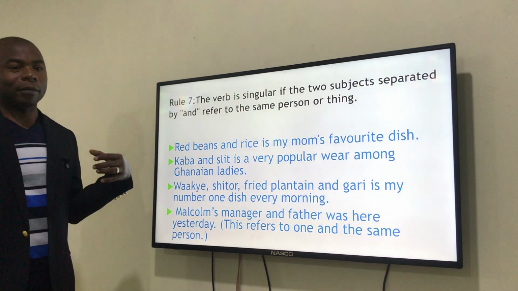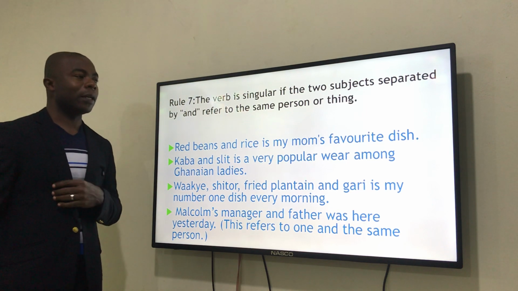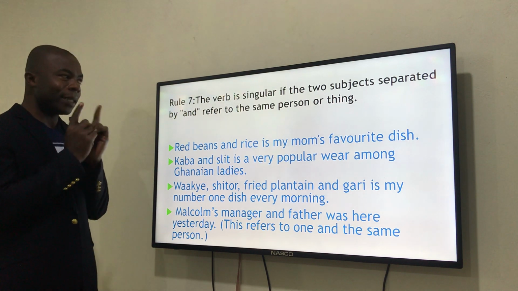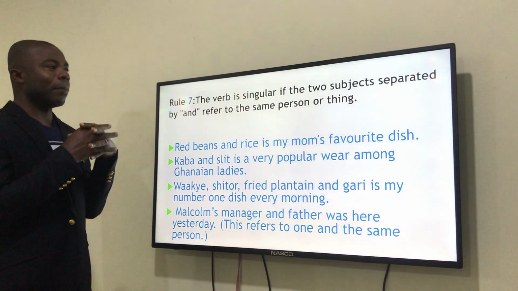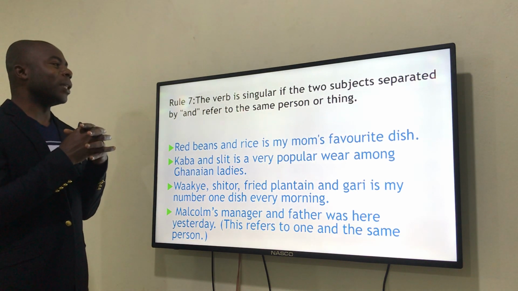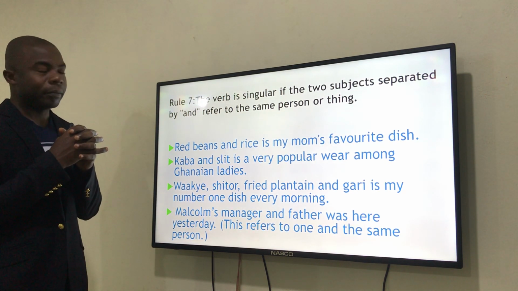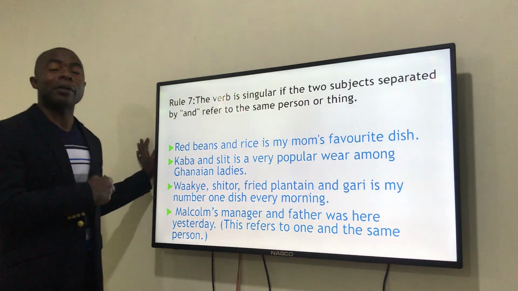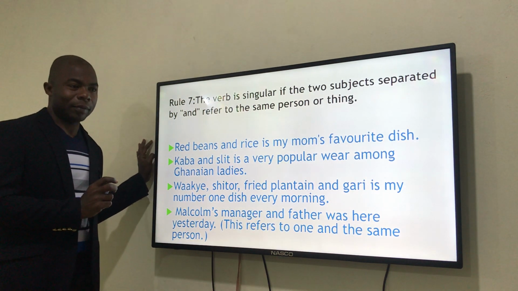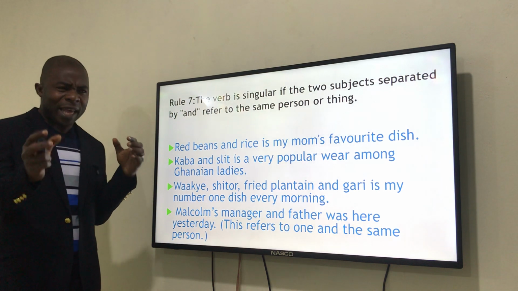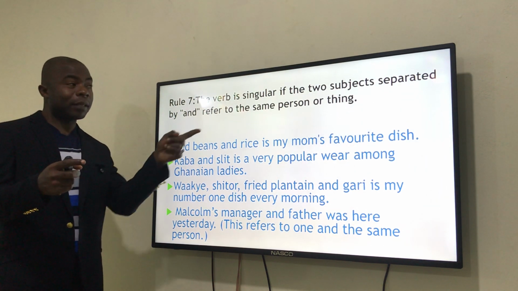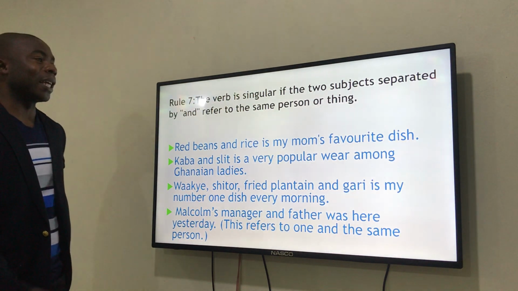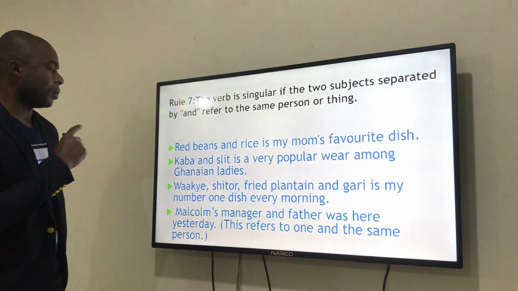Now, this is the exception for the typically we talked about in the previous rule, rule number 6. Rule number 7 is the verb is singular if the two subjects separated by and refer to the same person or thing. The verb is singular if the two subjects separated by and refer to the same person or thing. So you may see this and that, but the verb is singular. You may wonder, but we're learning that if the subjects refer to the same person or thing, the verb will be singular, being an exception to the previous rule.